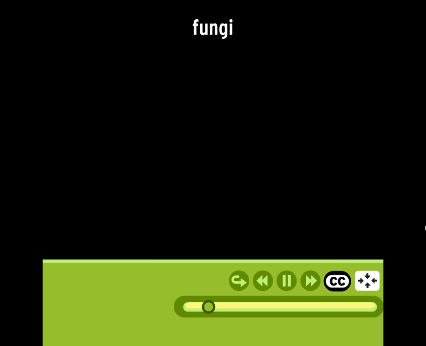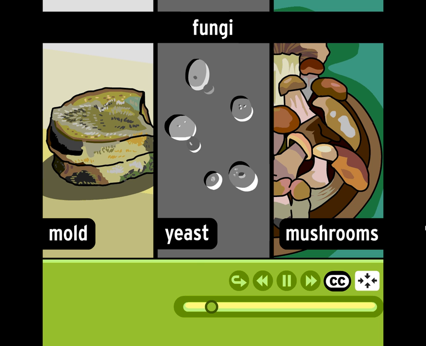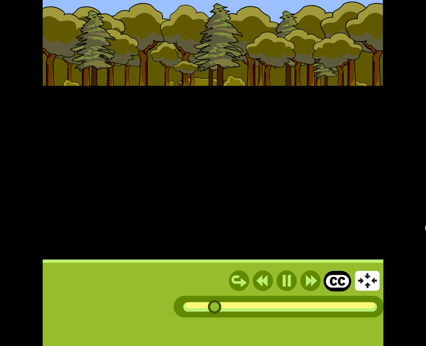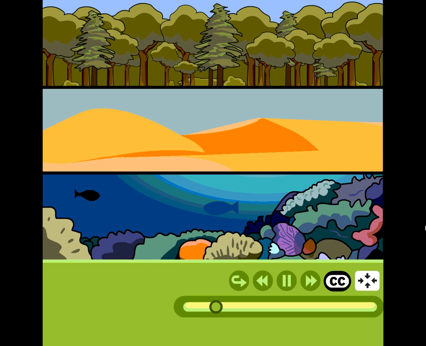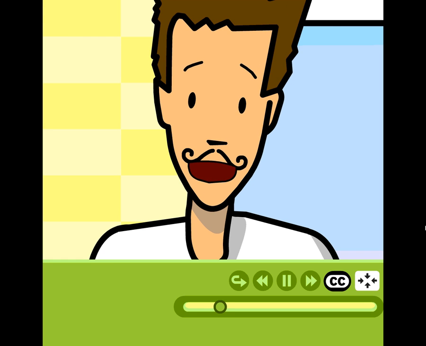Fungi are a diverse group of organisms that includes molds, microscopic yeasts, and mushrooms. They can be found in just about every environment on Earth, from forests to deserts and even beneath the ocean. Scientists believe there are more than 1 million species of fungi, and so far we've only identified a fraction of them.